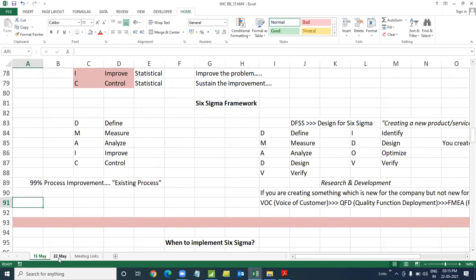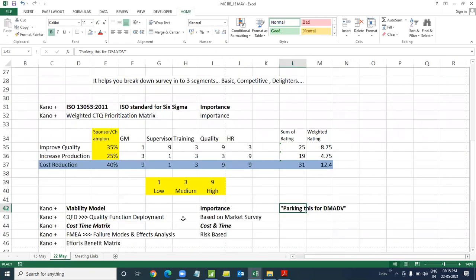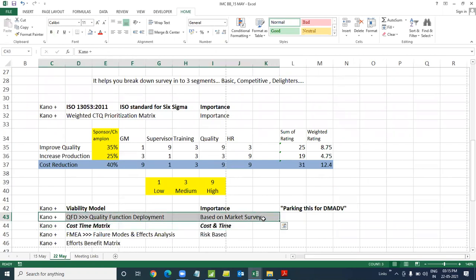Can we use this method in a DMAIC? Absolutely, we can use this without any doubt. These are tools. So this is not linked to a phase. It's a tool for selecting something. So these are different tools for selecting something.